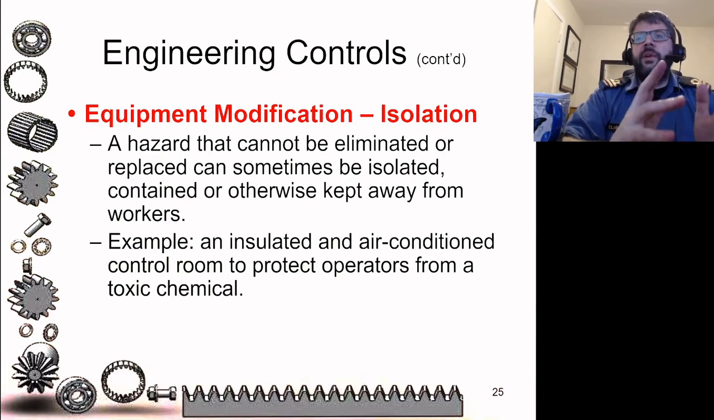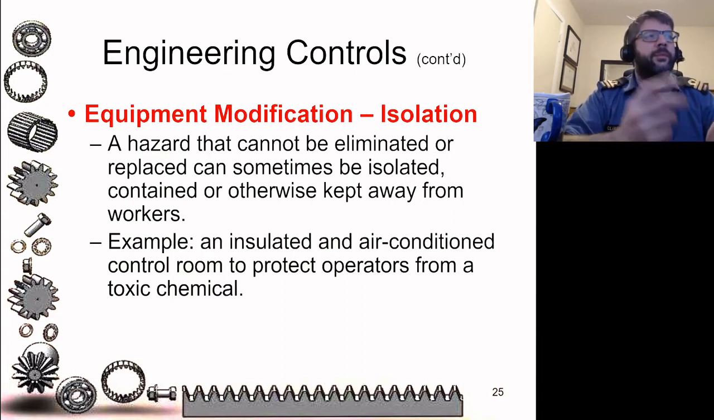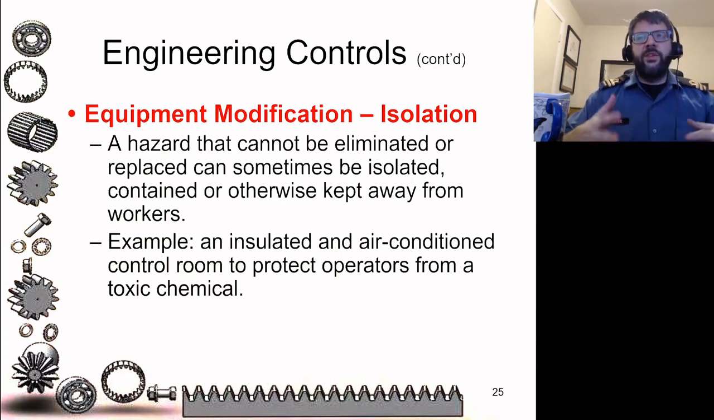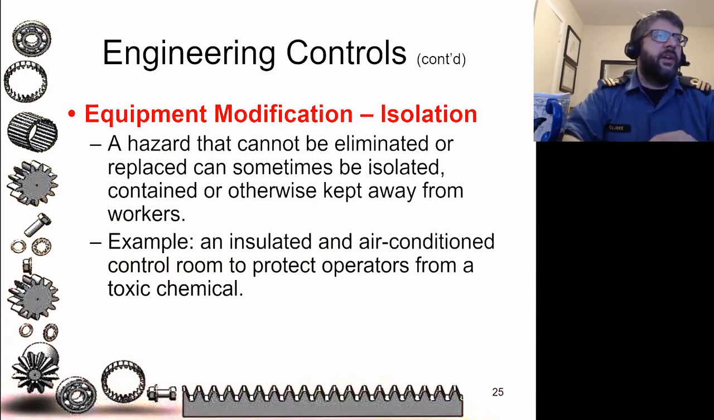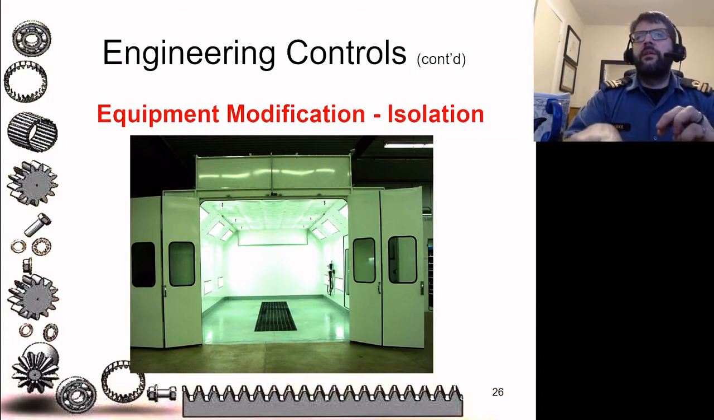So we can have a control room that we stick our workers in, and they can be the ones who are remotely managing the processing of a toxic chemical or what have you. So that's an example of where you might be able to isolate your processes.